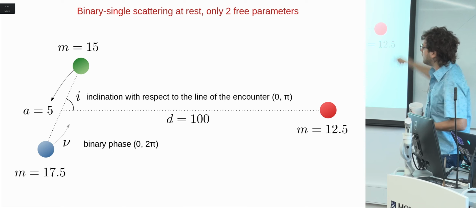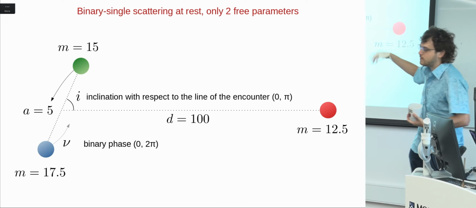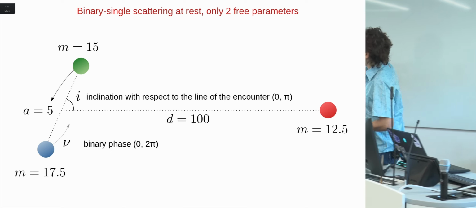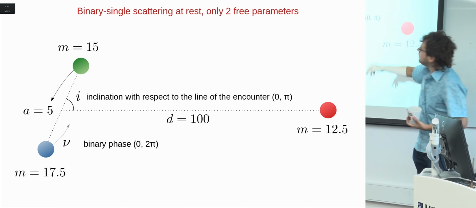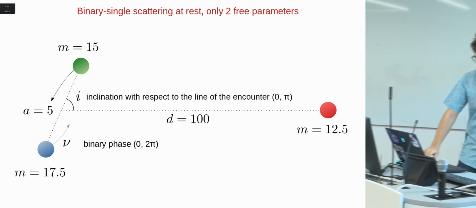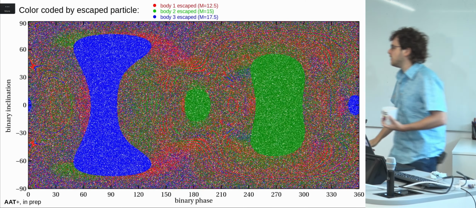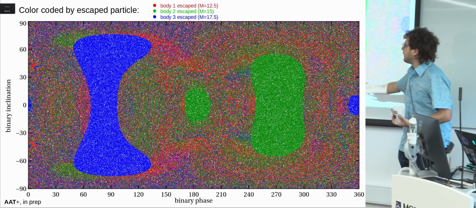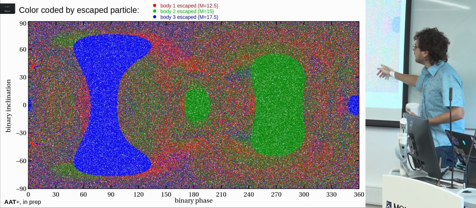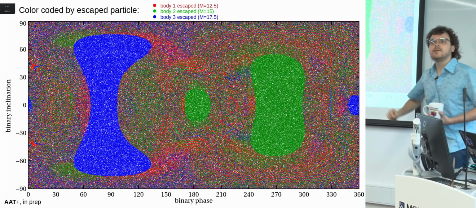If we evolve this system, the center of mass of the binary and the single will attract each other, and we will have a chaotic encounter, just like you've seen before. In this way, we have two free parameters, an angle that goes from 0 to 2 pi, and a phase that goes from 0 to 2 pi, or 360. So what you're going to see here is a million simulations in this initial phase space. On the x-axis, the binary phase. On the y-axis, the binary inclination. Each dot is a single interaction, and the color of the dot is the identity of the body that escaped.